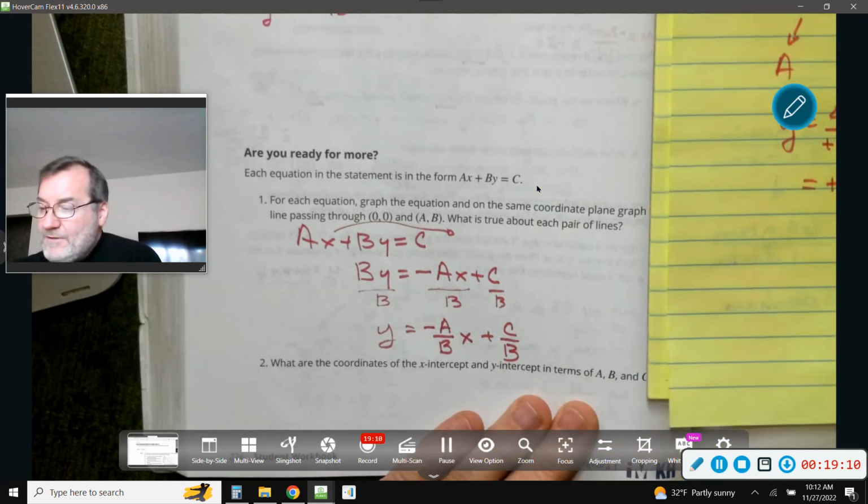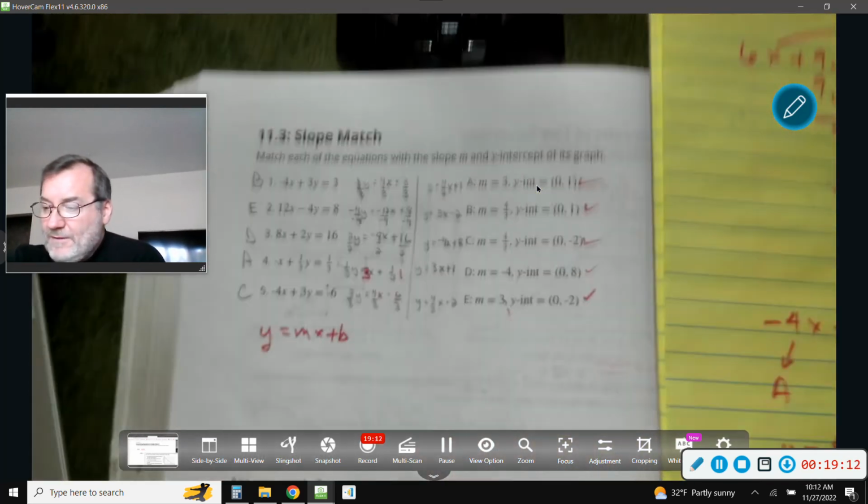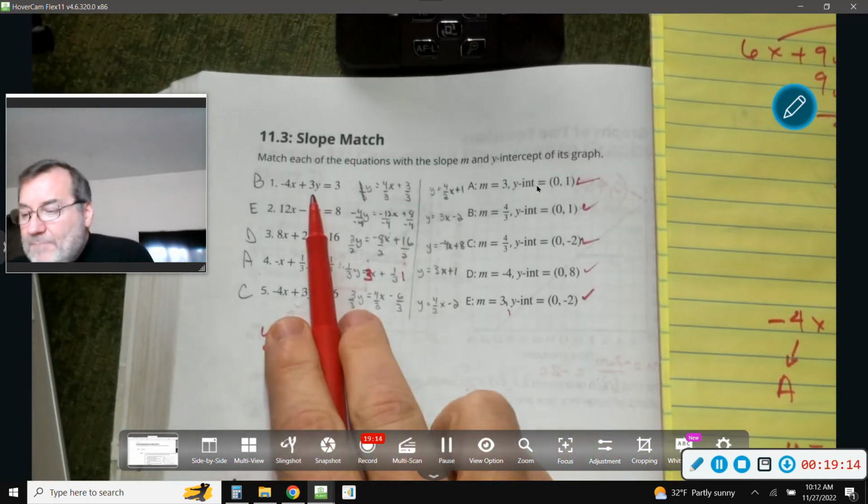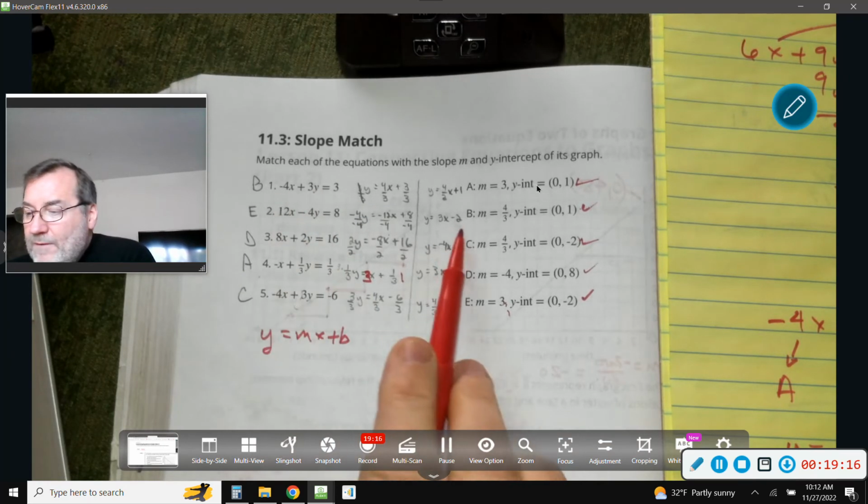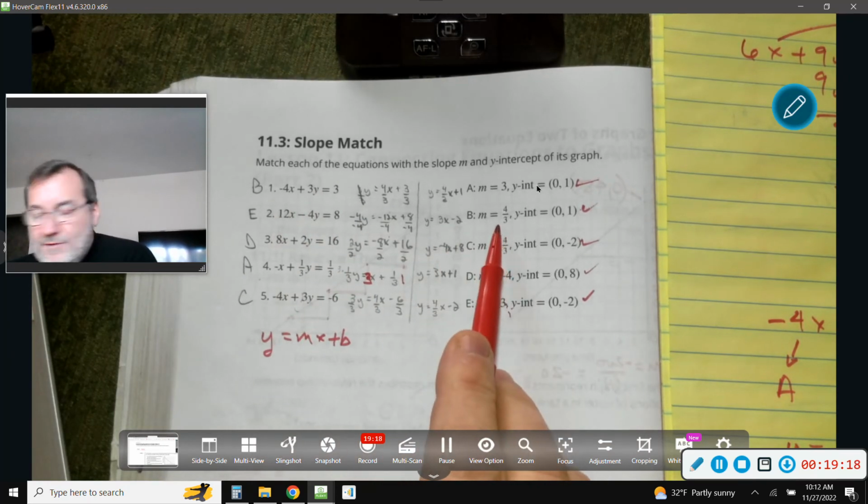And so, what does it do? Well, if you look at this, we decided that b goes with number 1. Slope is 4/3.